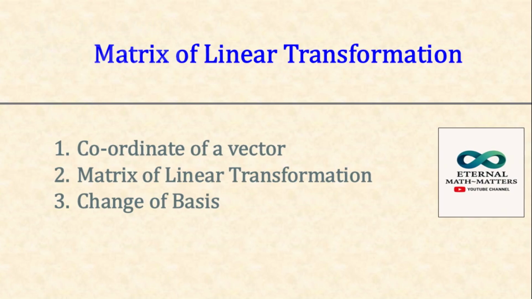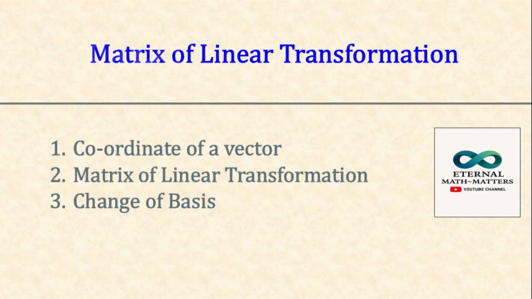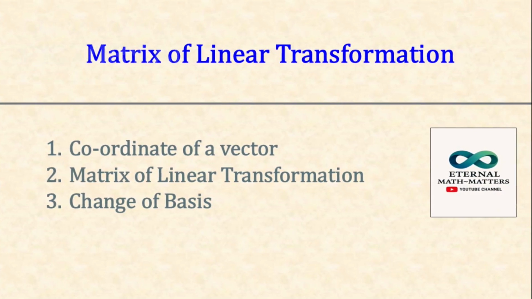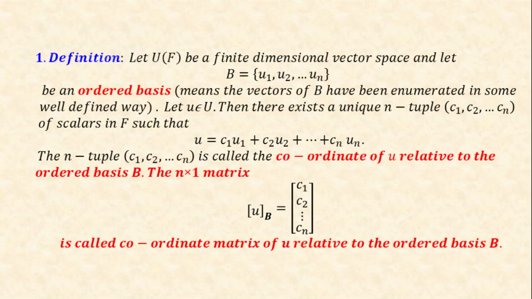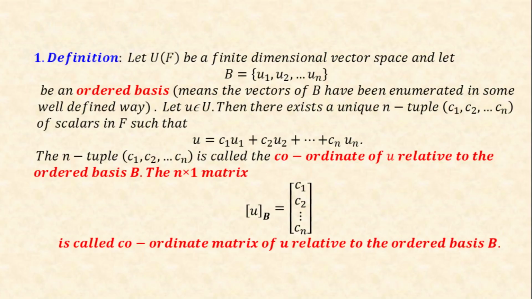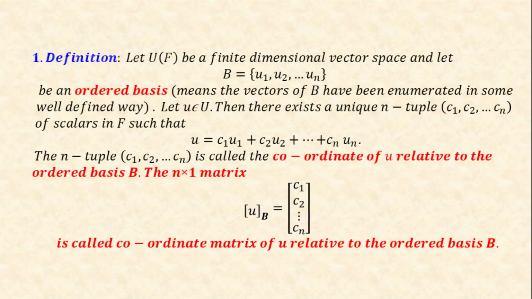Welcome to our exploration of linear transformations, where we will study vector coordinates, the matrix representation of linear transformations, and the concept of change of basis. Let U be a finite-dimensional vector space and let B be an ordered basis, i.e. the vectors of B have been enumerated in some well-defined way. Let u belong to U.